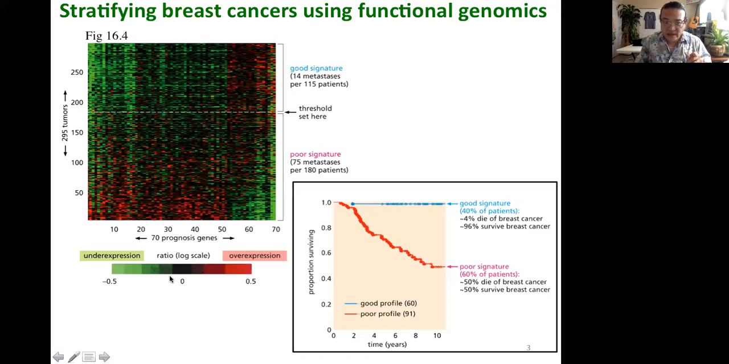Look at the legend down here. If there's no real change in the expression level of that gene in the tumor, then you just give it a black color, right? If the expression level of the gene is lower in the tumor compared to the normal tissue, you assign it a color that's more and more green. On the other hand, if the expression level in the tumor is higher than in the normal tissue, you give it a color more and more red.